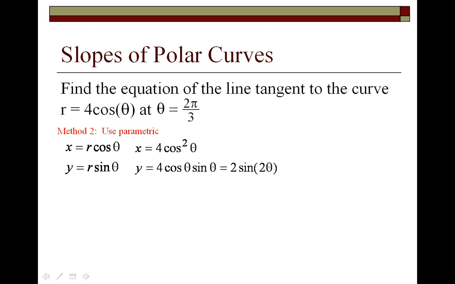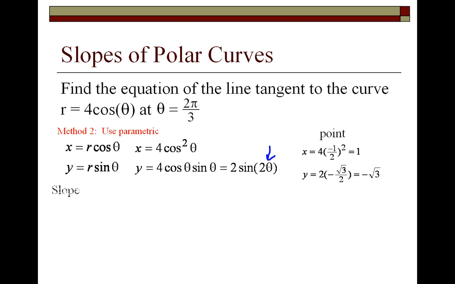Okay, first I want to find my point. I can plug theta directly into these equations now. So cosine of 2 pi over 3, again, was negative 1/2. If I square it, I get 1/4 times 4, which gives me 1. If I plug 2 pi over 3 into the theta in the y equation, I get 4 pi over 3. Sine at 4 pi over 3 is negative root 3 over 2. Multiply that by 2, I get negative root 3. So my point is, again, (1, negative root 3). It's the same as the other method.